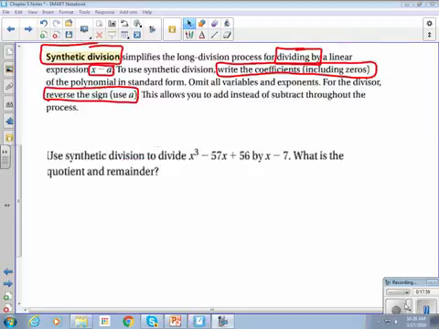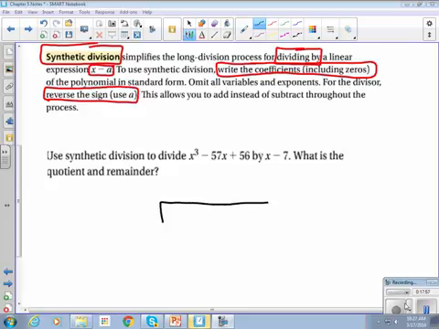All right, so let me show you this process. We're going to use synthetic division to divide x cubed minus 57x plus 56 by x minus 7. What is the quotient and remainder? So what we're going to do is write down the opposite of our a. So it's -7 there, so +7 gets put out here.